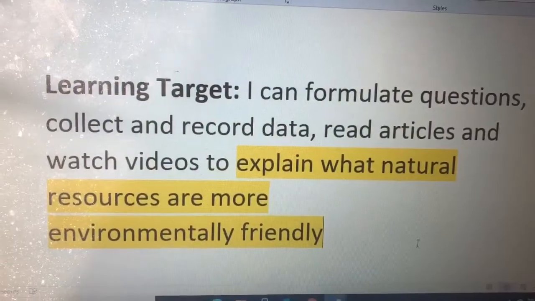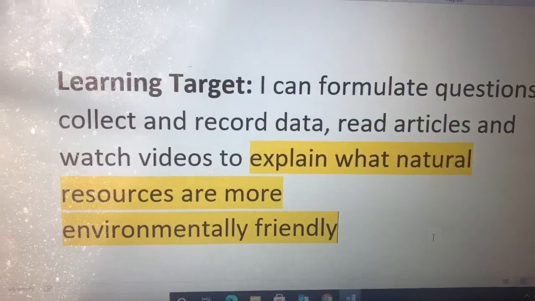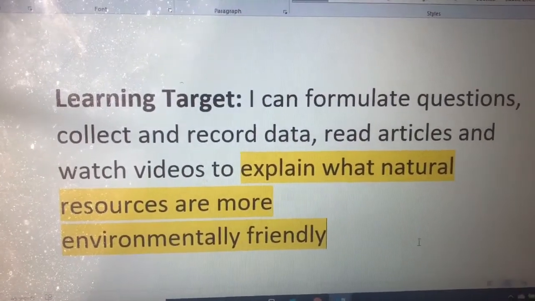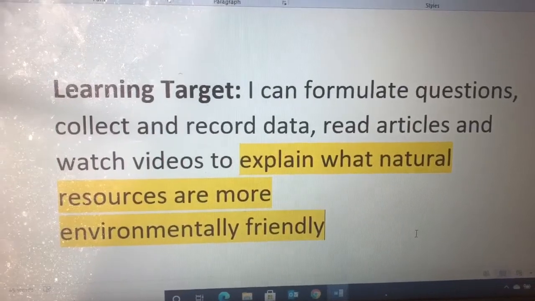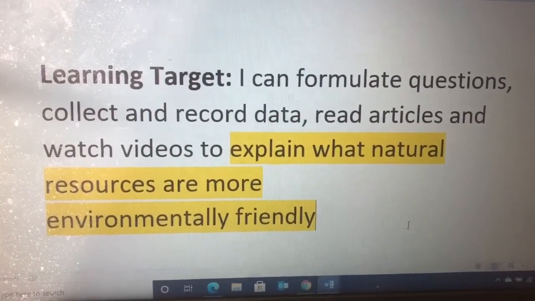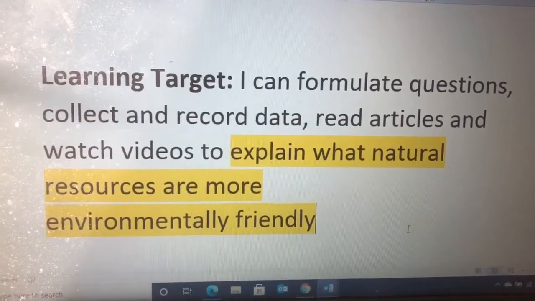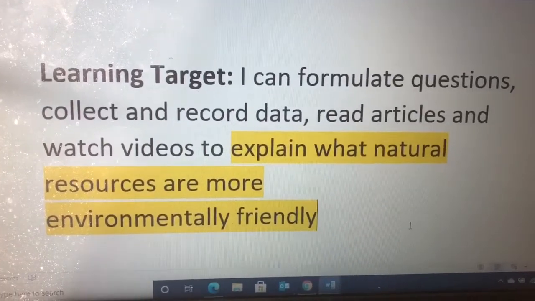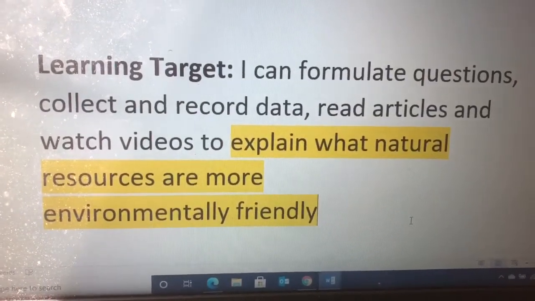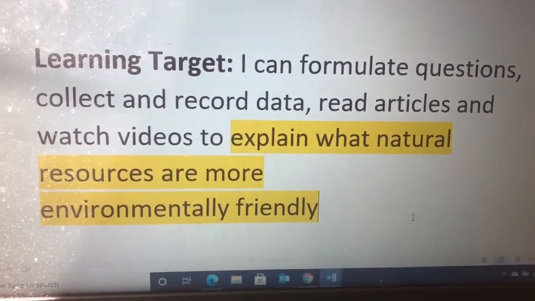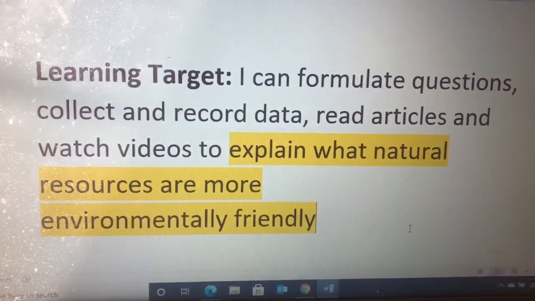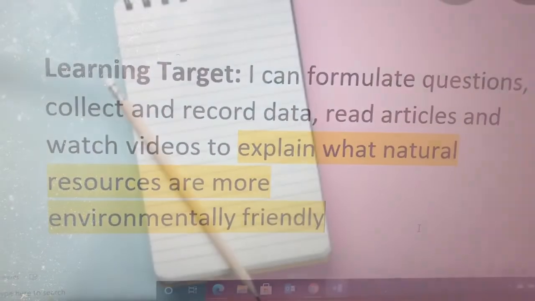And so here's the learning target, and I've highlighted what we have been trying to learn. Of course, we have been formulating questions, we have been collecting and recording data, we have read articles and watched videos, all to be able to explain which natural resources are more environmentally friendly, which natural resources are healthier for our planet Earth, right? So we are almost getting there.